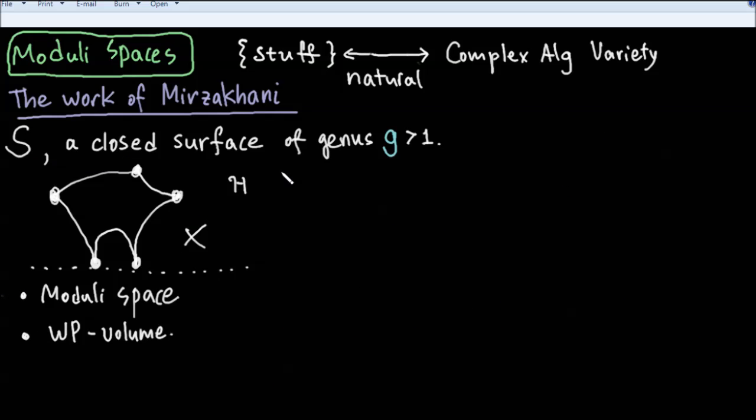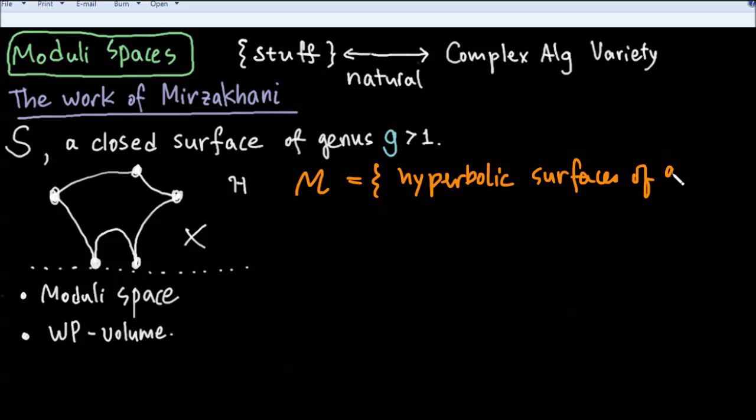Right, here's the entrance in the moduli space, and she uses curly M for moduli space. This is going to be all the biholomorphic isomorphism classes of all the hyperbolic surfaces of fixed genus g, and genus must be greater than 1. So that's the moduli space, and the dimension of this thing turns out to be 6g minus 6. That's the order that we saw in the asymptotic result.